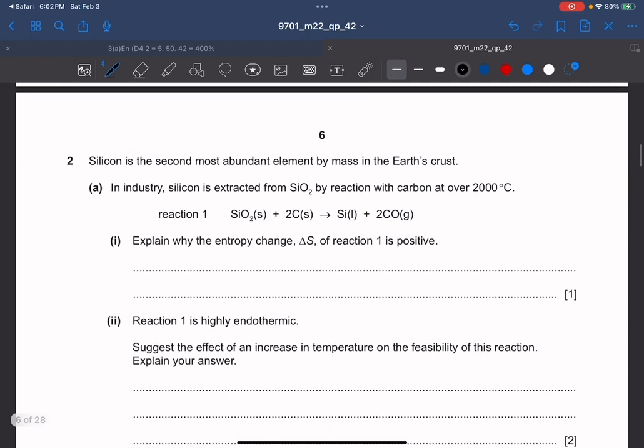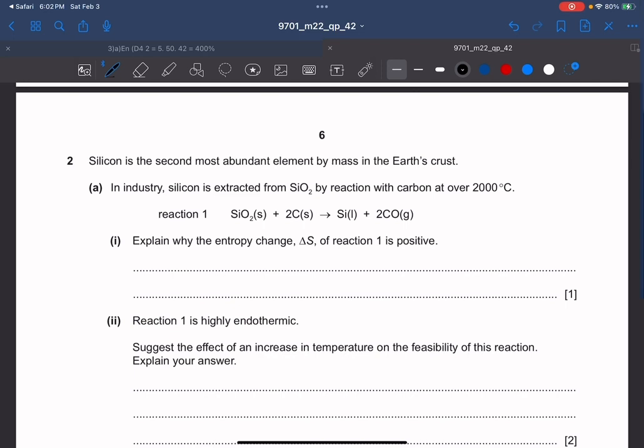All right, we're finally here on number 2, and this is going to be a thermodynamic question. Silicon is the second most abundant element by mass in Earth's crust. In industry, silicon is extracted from SiO2 by reaction with carbon at over 2000 degrees Celsius. Explain why the entropy change of reaction 1 is positive.